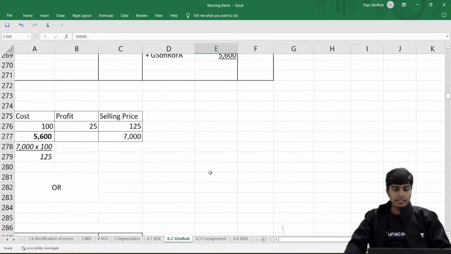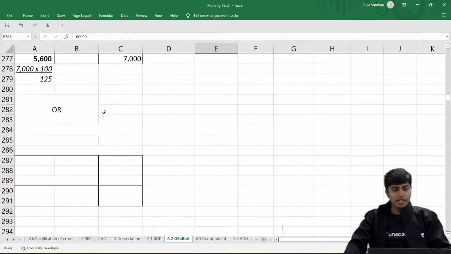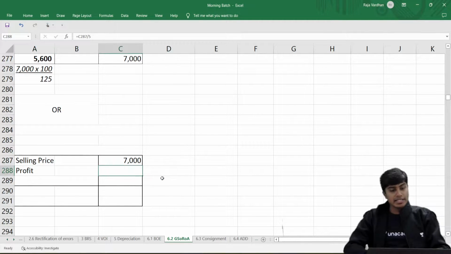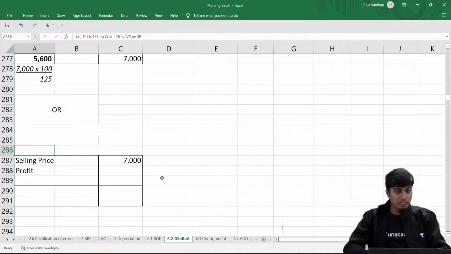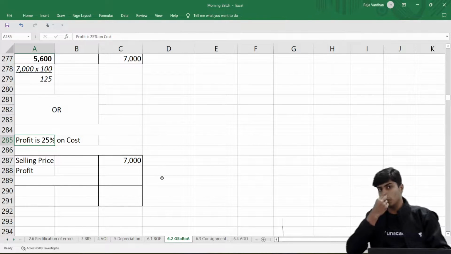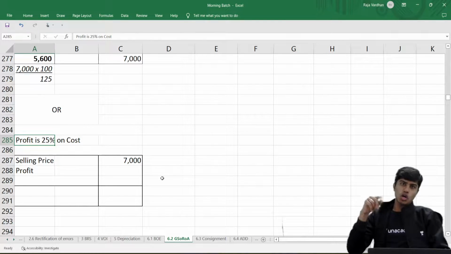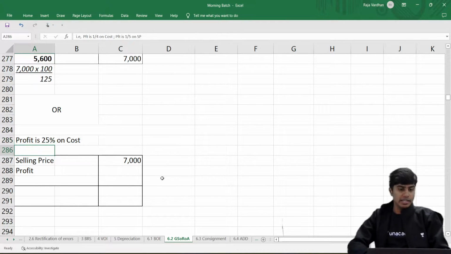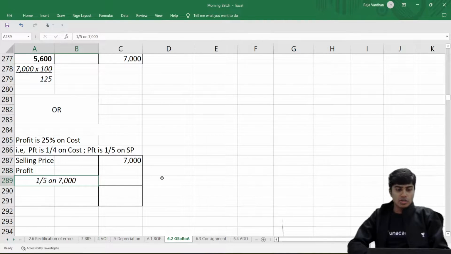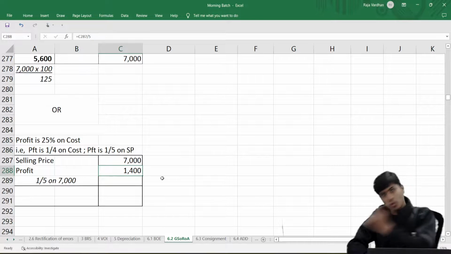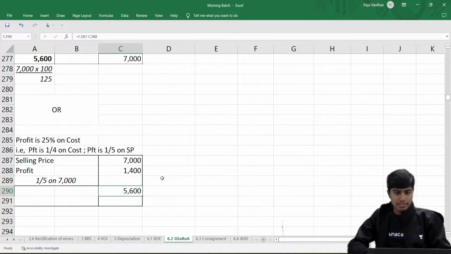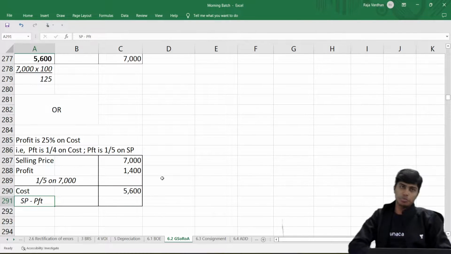Got that? Then this computation, whatever we did here, could have been done a little differently. You could have taken the selling price as 7,000 and found the profit. They've told us profit is 25% on cost. That is 1 by 4 on cost. If it is 1 by x on cost, it is 1 by x plus 1 on sale. I'll write it as 1 by 4 on cost and 1 by 5 on selling price. I'll do 7,000 into 1 by 5, that is 1,400, and write 5600 as my cost price.